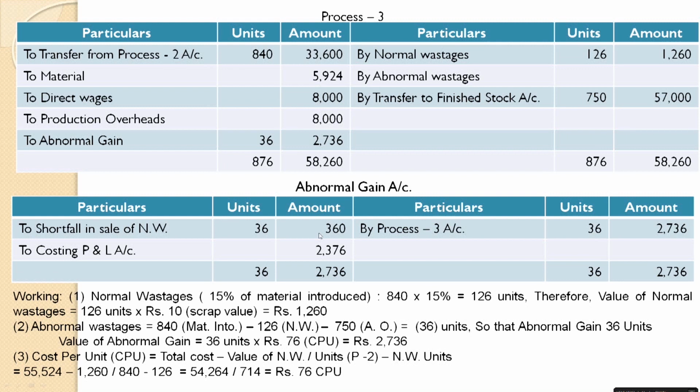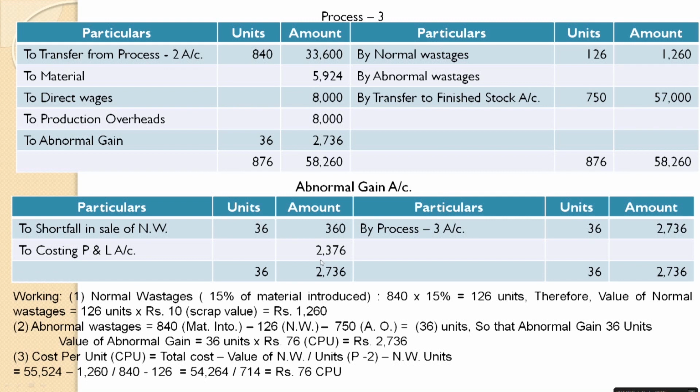Now we need to find out the closing values and close this abnormal gain account. The credit side is higher: 36 units and 2,736 rupees. The debit side is only 36 units and 360 rupees. So the difference comes on the debit side, that is 2,376 rupees. This is your profit.